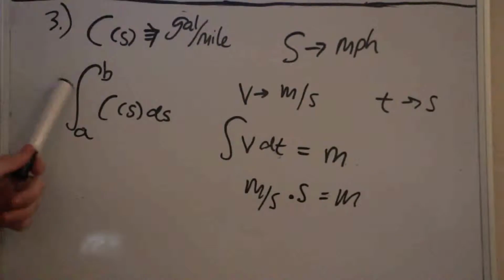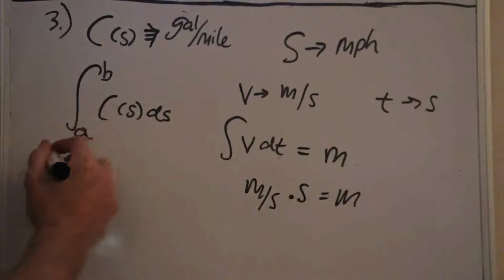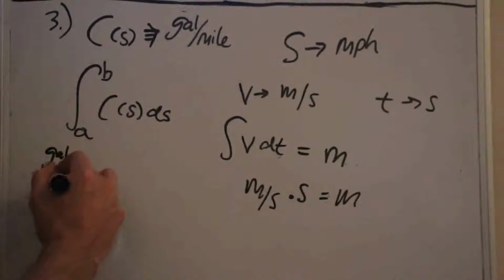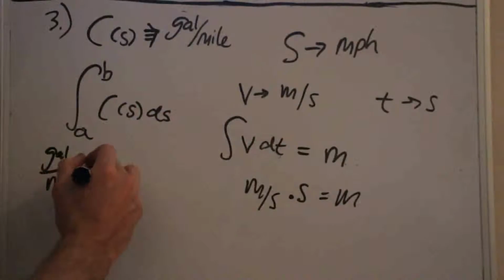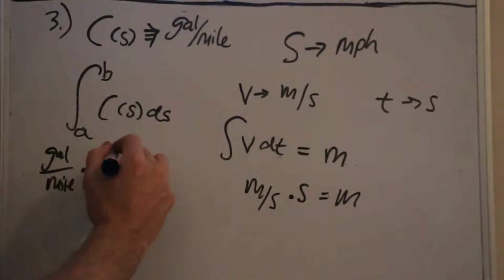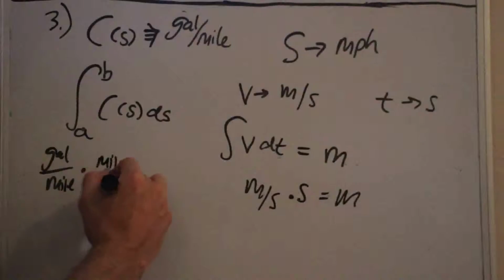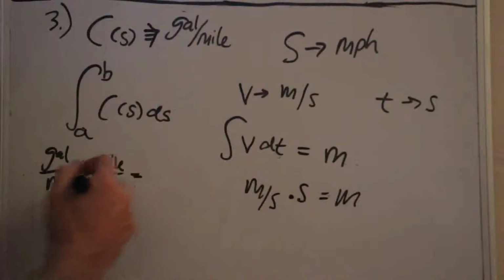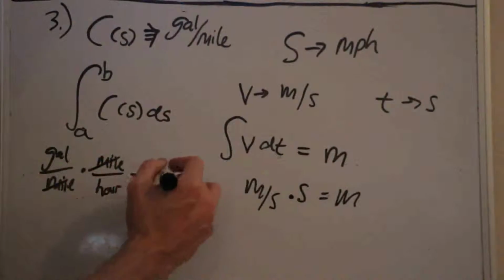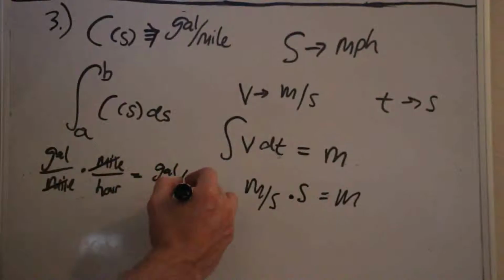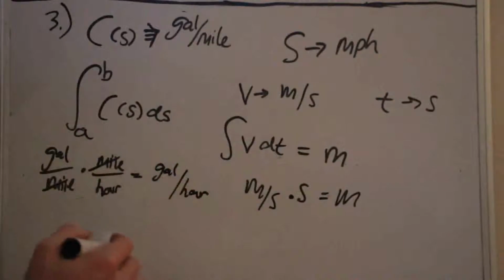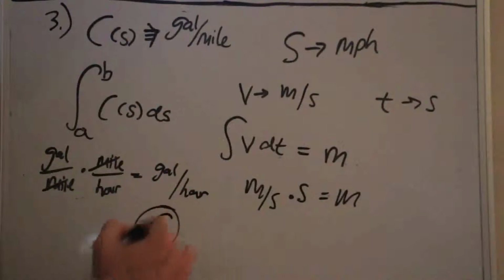So to find the units of this, all I have to do is take gallons per mile and multiply that by miles per hour. And what do I get? Well, the miles cancel out the miles here, and I get gallons per hour.